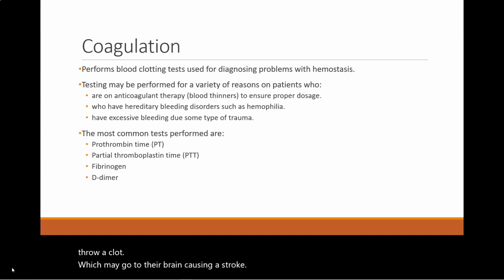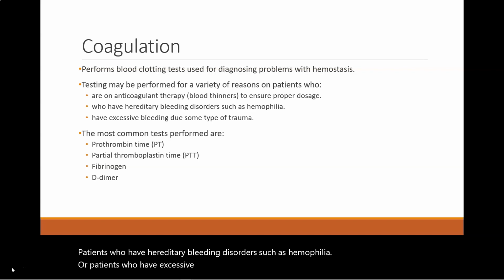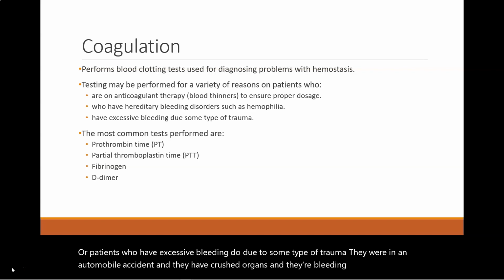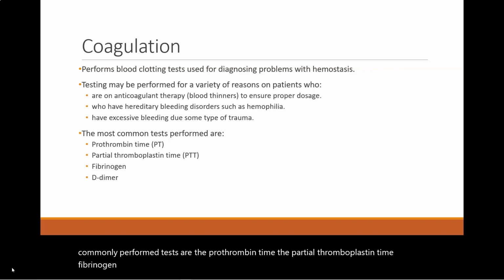Patients who have hereditary bleeding disorders, such as hemophilia, or patients who have excessive bleeding due to some type of trauma. They were in an automobile accident and they have crushed organs and they're bleeding internally. The most commonly performed tests are the prothrombin time, the partial thromboplastin time, fibrinogen, and D-dimer.